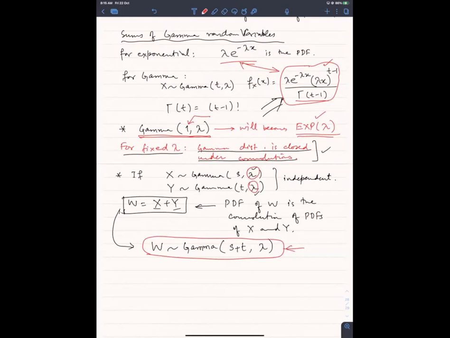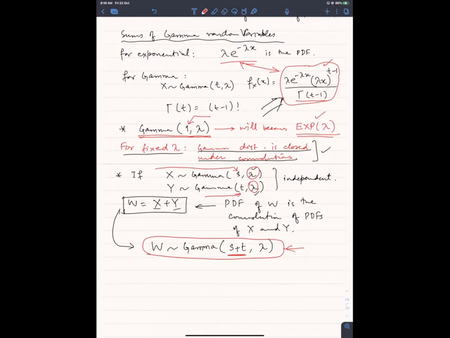Now this intuitively makes sense. First, I am waiting. X says that I am waiting for S customers to arrive, and Y says that I am waiting for T customers to arrive, and X and Y are independent. So the time for S customers to arrive is X, and the time for T customers to arrive is independently Y. Then X plus Y should be the same as the waiting time for S plus T customers to arrive.